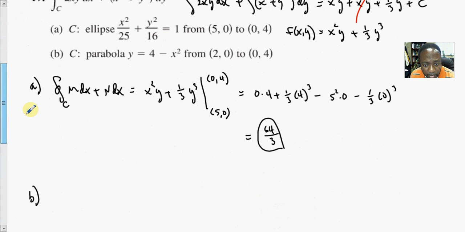Now, do we get that same answer for part B? Part A, you're moving along an ellipse. Part B, you're moving along a parabola. What happens? Let's see.